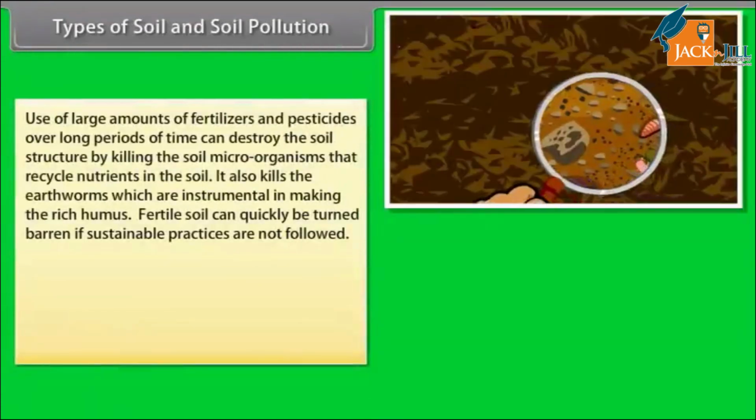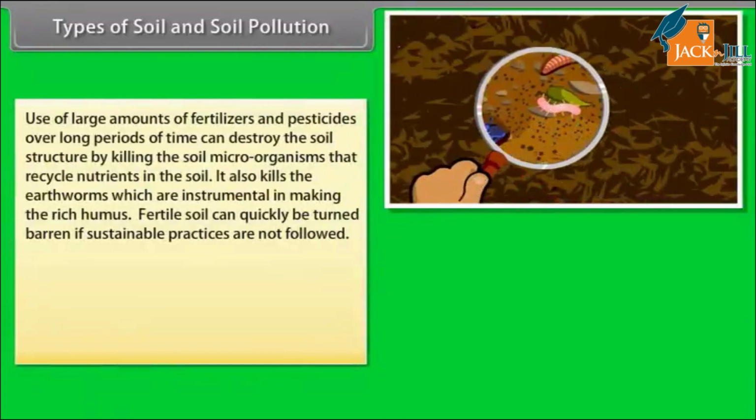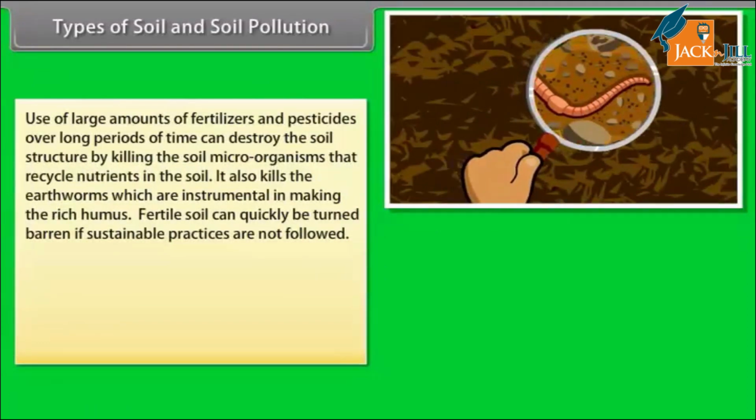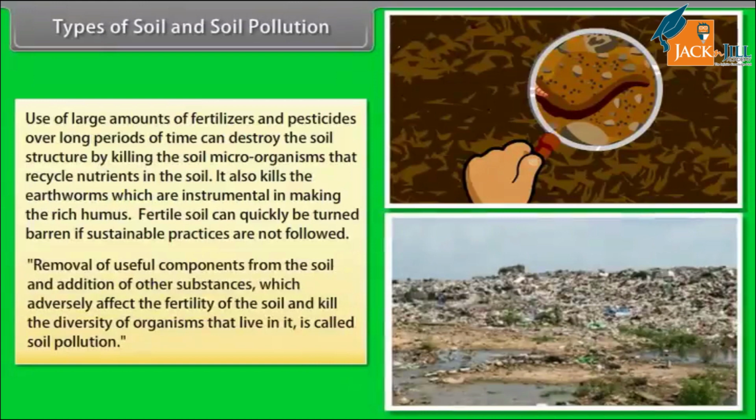Use of large amounts of fertilizers and pesticides over long periods of time can destroy the soil structure by killing the soil microorganisms that recycle nutrients in the soil. It also kills the earthworms, which are instrumental in making the rich humus. Fertile soil can quickly be turned barren if sustainable practices are not followed. Removal of useful components from the soil and addition of other substances which adversely affect the fertility of the soil and kill the diversity of organisms that live in it is called soil pollution.